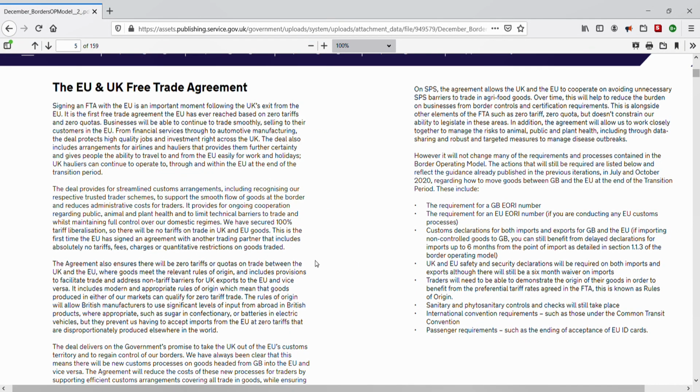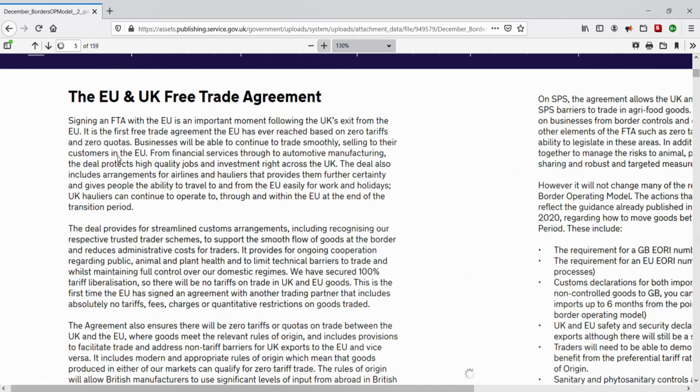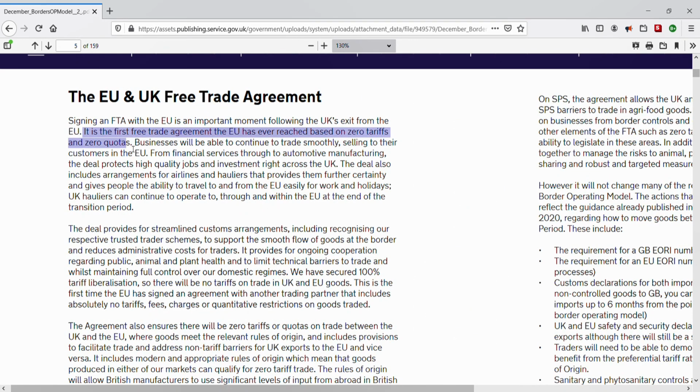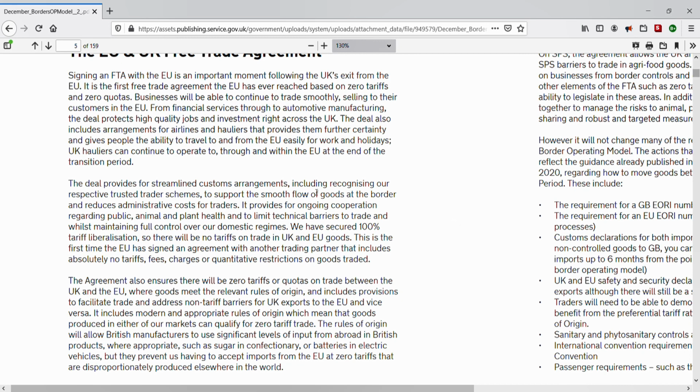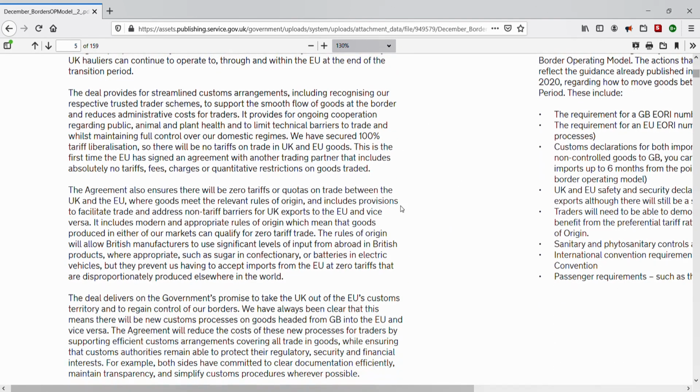And with some cheer, kicking off: the new UK and EU trade agreement is the first trade agreement the EU has ever reached that is based on zero tariffs and zero quotas. A zero tariff, zero quota TCA. Hurrah! The deal provides carriers, hauliers, as well as traders, with a degree of certainty when moving goods to and from Europe. And over here, 100% tariff liberalization. No tariffs on trade in UK and EU goods.